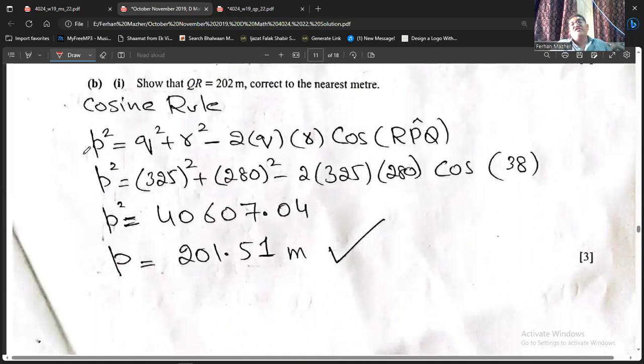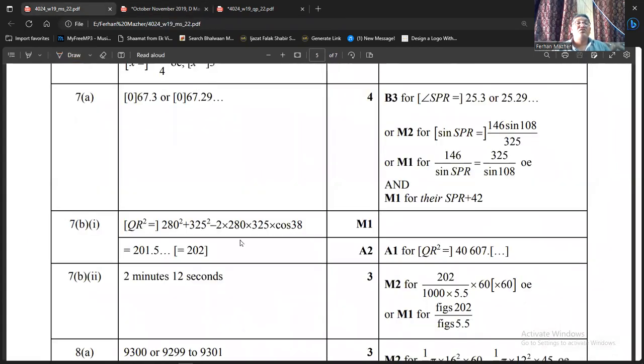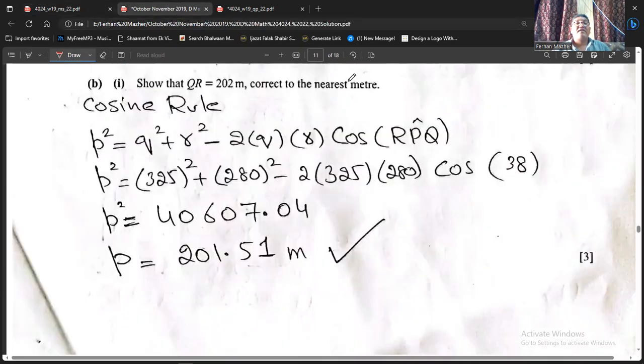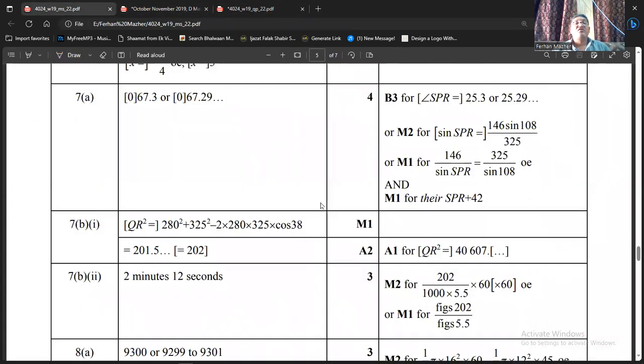Cosine rule is that P squared is equal to Q squared plus R squared minus 2 into Q into R into cos of the RPQ. Just put the values there. So P squared will be equal to 325 squared plus 280 squared minus 2 into 325 into 280 into cos of 38, and that will be 40607.04. Then take the square root on both sides. So P will be equal to 201.5. And that is the right answer, sir. So the length QR will be 201.5. When you round it off, it will be 202.